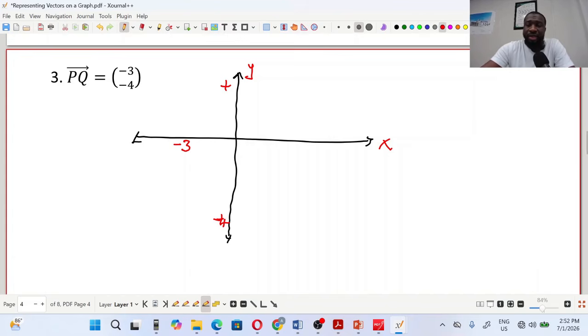But remember, we were supposed to start from where? PQ is moving from P. So I'm starting from P, and I'm moving to Q. So let's see where the point of intersection is going to be.